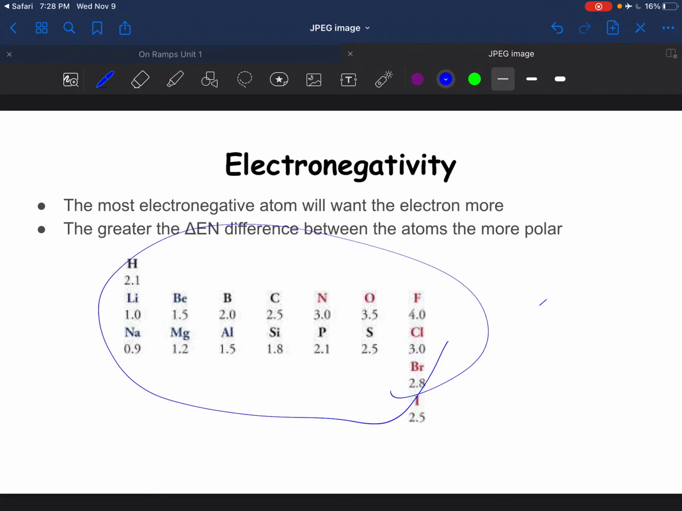So for instance, a CH bond: C is 2.5 and H is 2.1. So the difference in electronegativity is going to be 0.4.